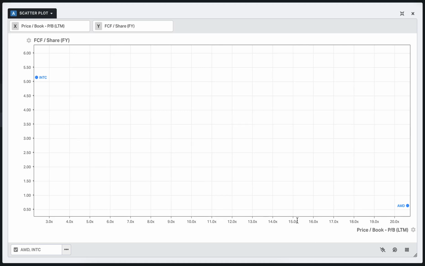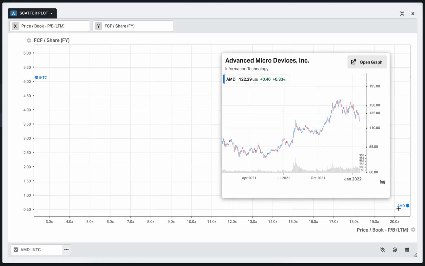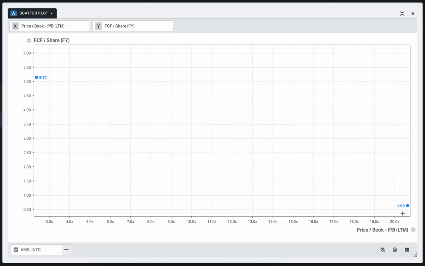So, first things first, the price to book for AMD is more than 20 over here, as you can see. We don't really care about the very exact values here. We just want to see a quick comparison. So, AMD more than 20 in terms of price to book. Intel less than 2 or so. It's about 2. So, what does that mean?